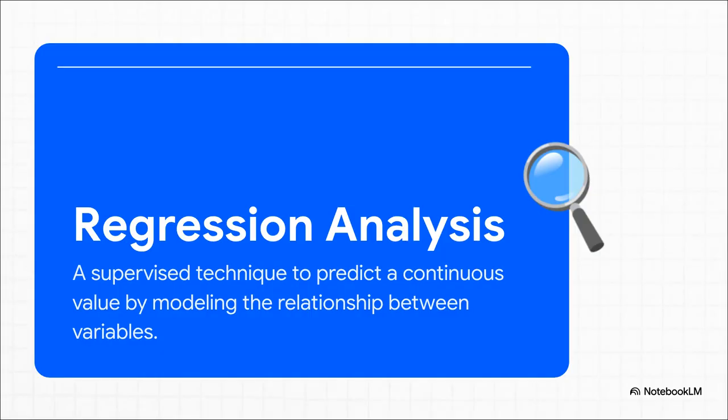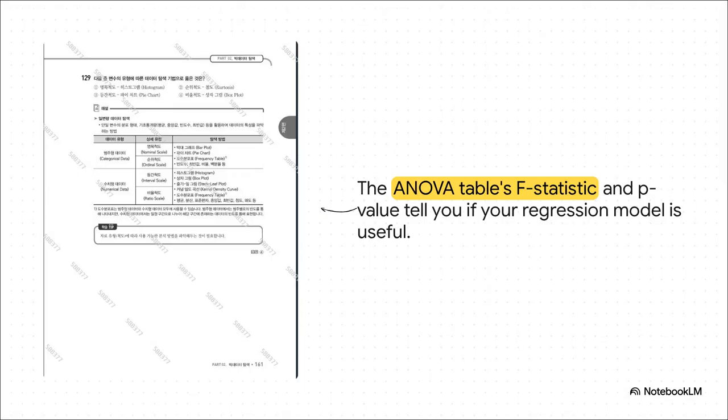Now let's say your goal is to predict a specific number, like the price of a house or next quarter's sales figures. For that, regression analysis is your go-to supervised technique. It works by figuring out the mathematical relationship between all your input variables and that one continuous value you're trying to predict.